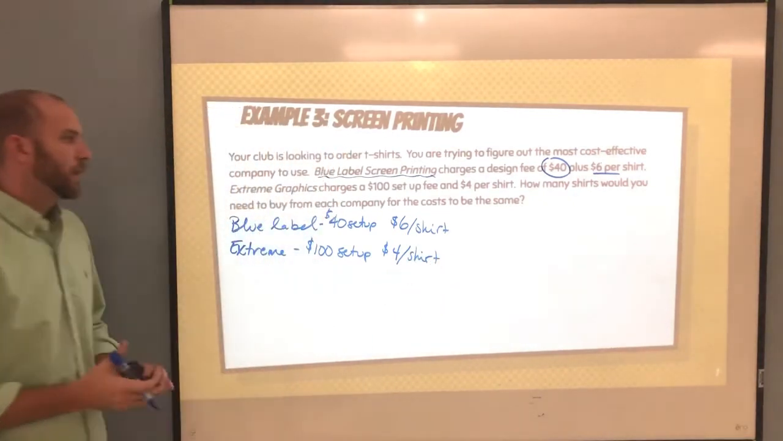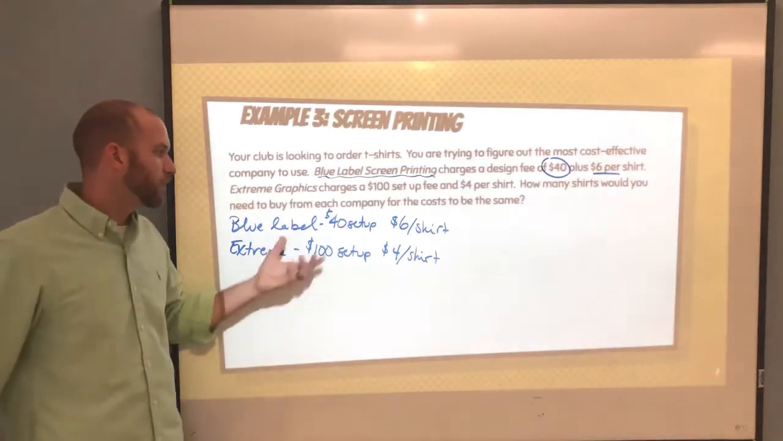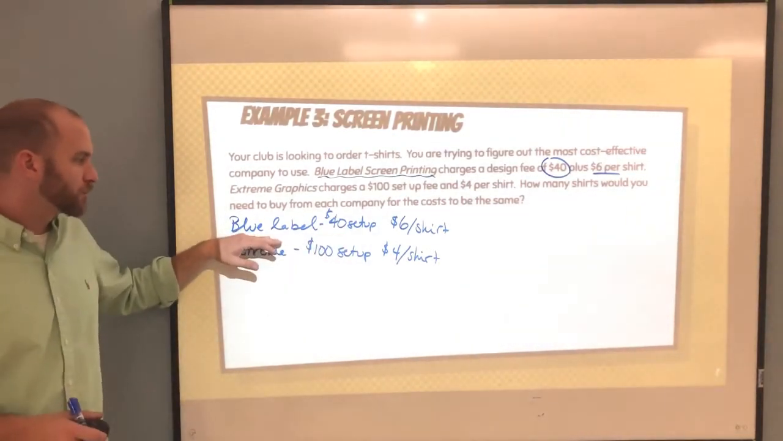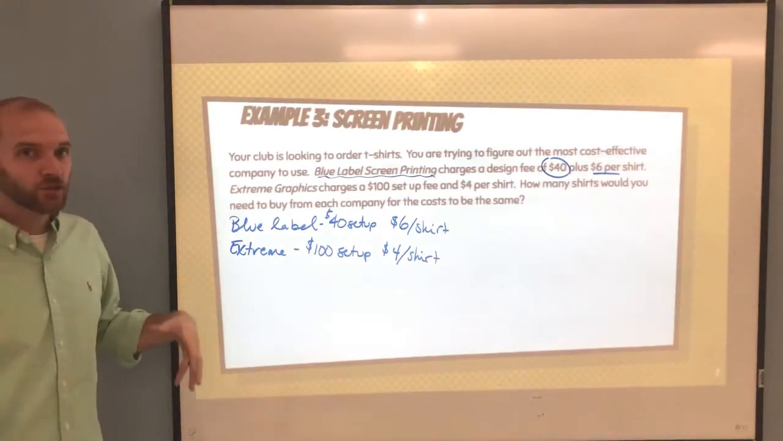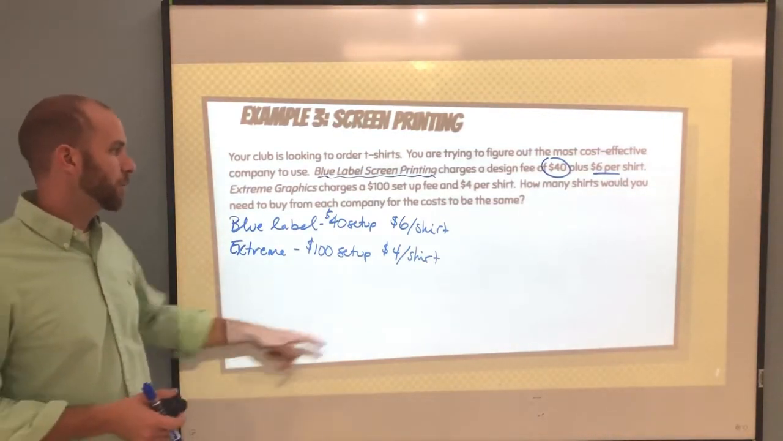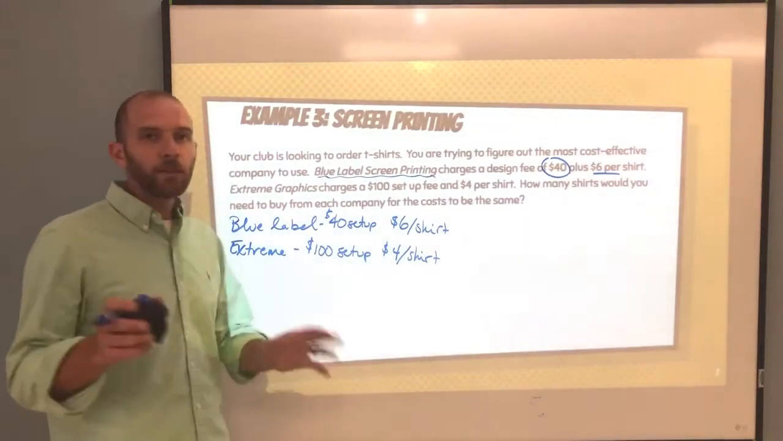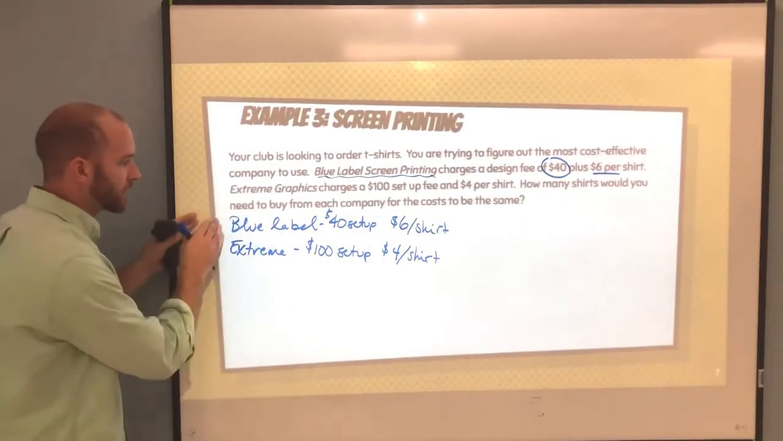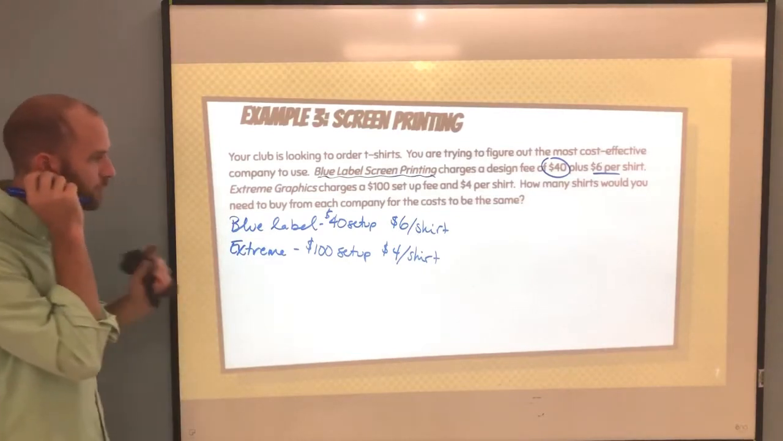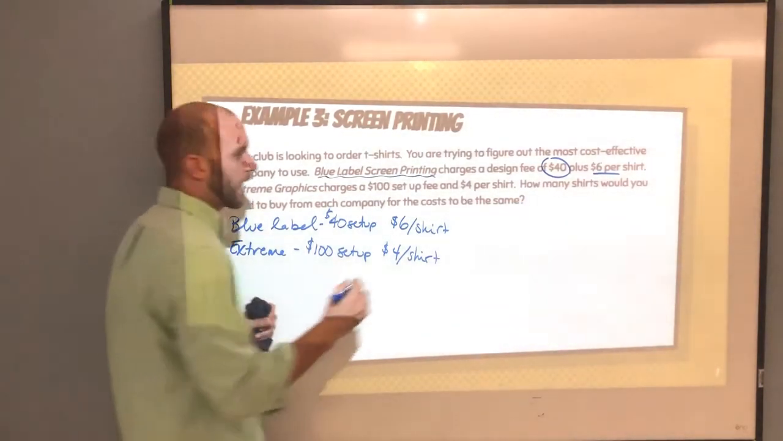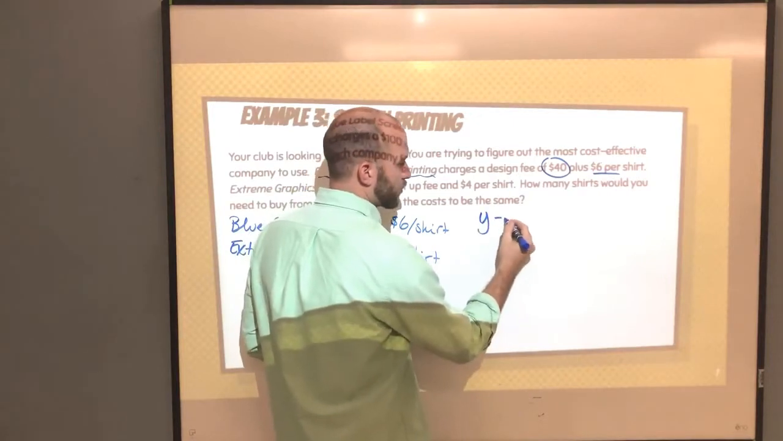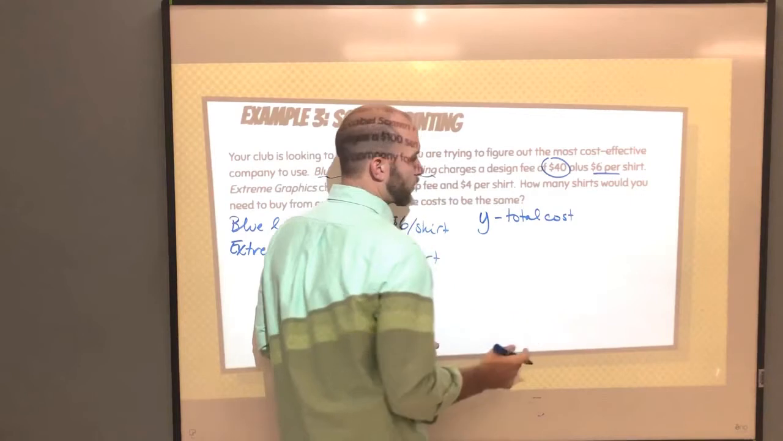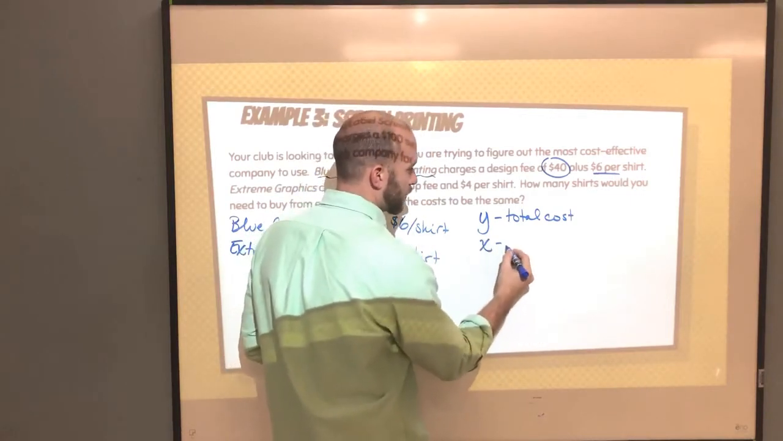Okay? So, we know just looking at this math, if we are not buying many shirts, maybe just a handful of shirts, Blue Label is probably going to be more expensive. If we are getting a lot of shirts, like for the whole school, Extreme Graphics might be cheaper because we've got fewer per shirt. What I'm actually going to do is change this up a little bit, okay? Instead of making an equation for Blue Label and Extreme in terms of X and Y, I'm going to let Y be the total cost for my order, and I'm going to let X be the number of shirts.